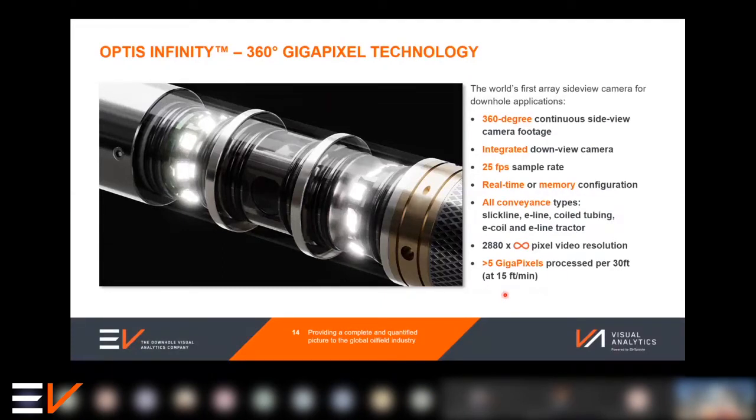This is a real step forward because now instead of having to direct and angle a side viewing camera on demand, we're capturing that full 360-degree view all the time, which enables us to use this system like a regular logging tool that you run in and out of the well, recording as you go and capturing information in a continuous motion.